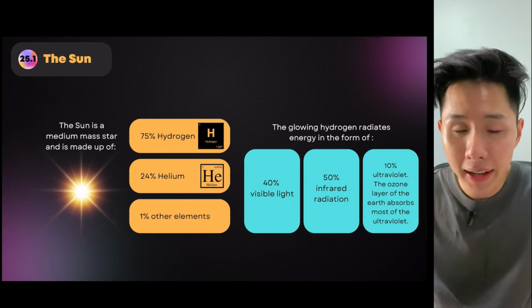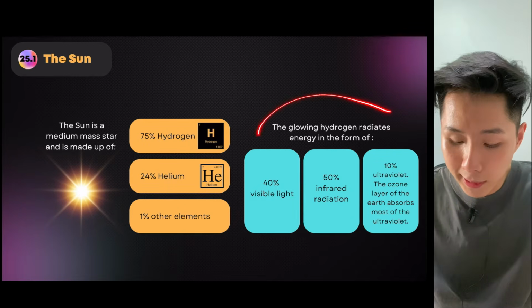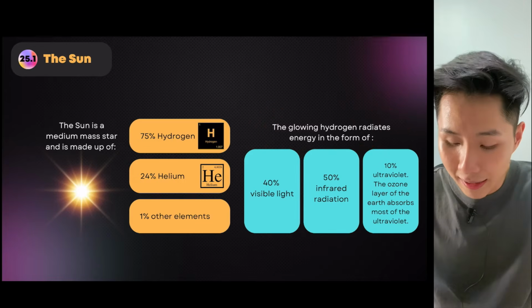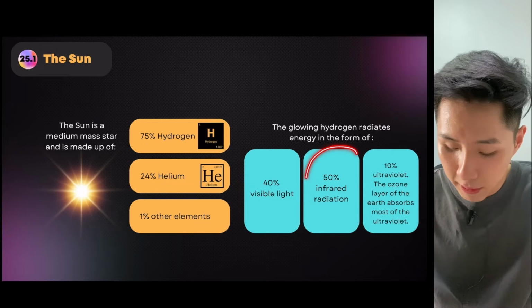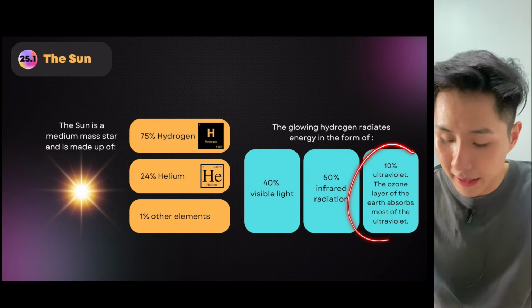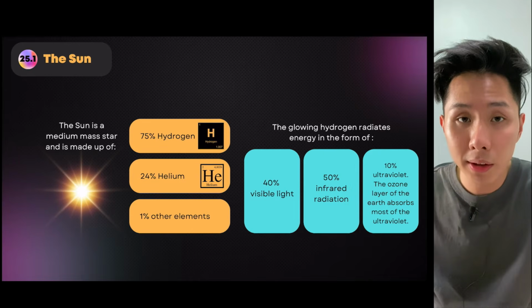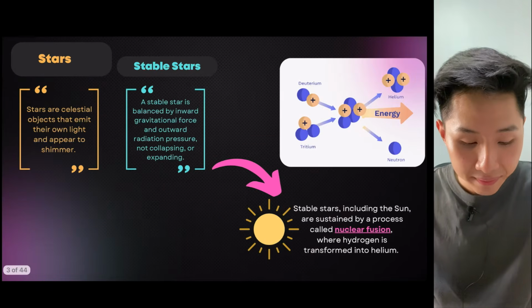And then we know that in the sun there's a process called nuclear fusion going on, and it radiates energy in the form of 40% visible light, like that we are seeing now, 50% infrared radiation, and 10% ultraviolet, which is absorbed by the Earth's ozone layer.